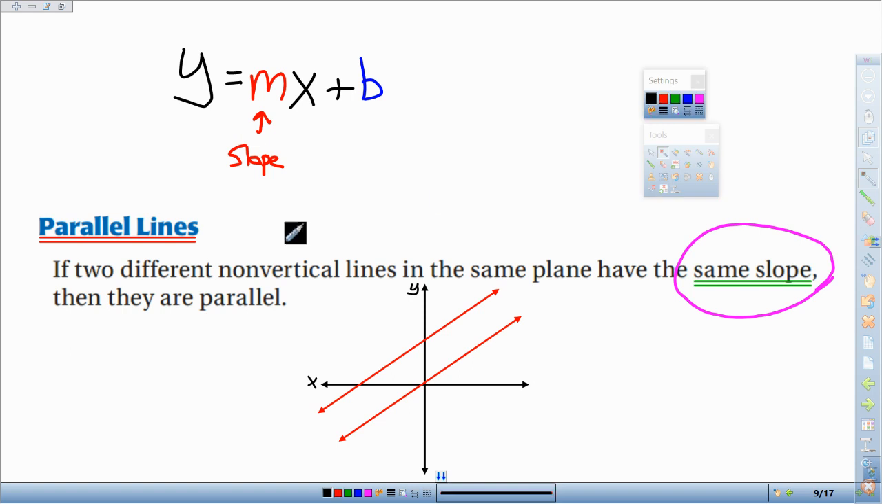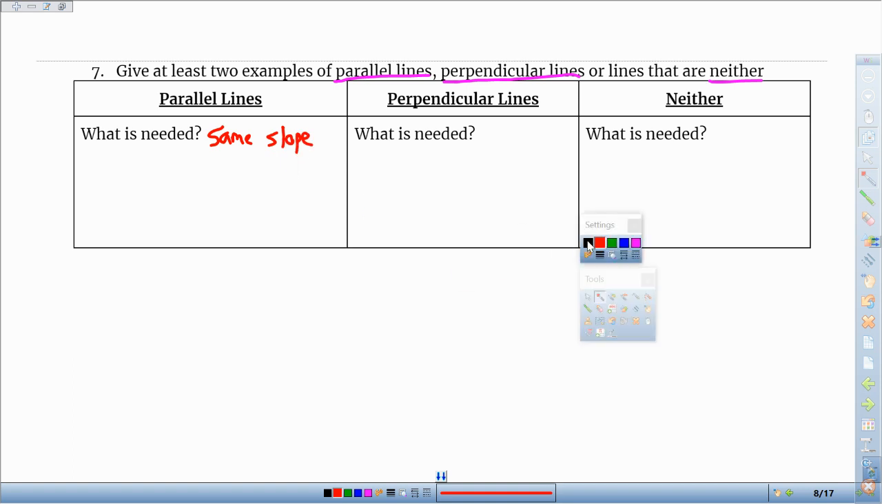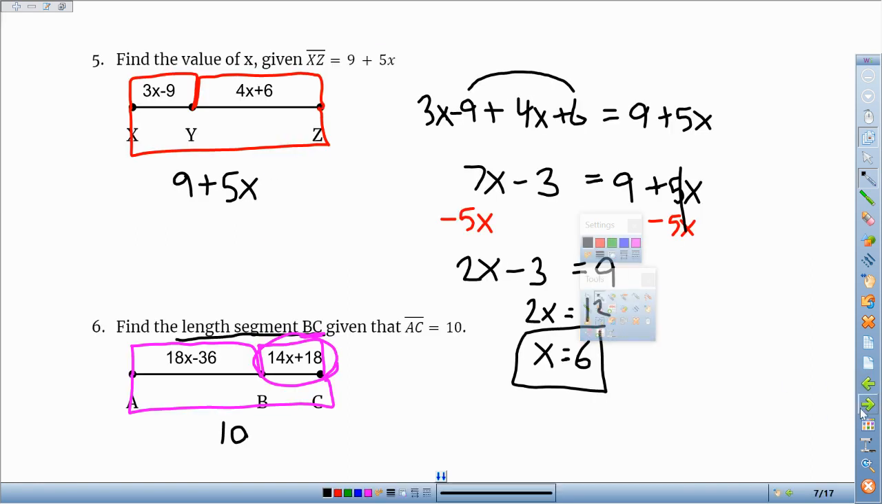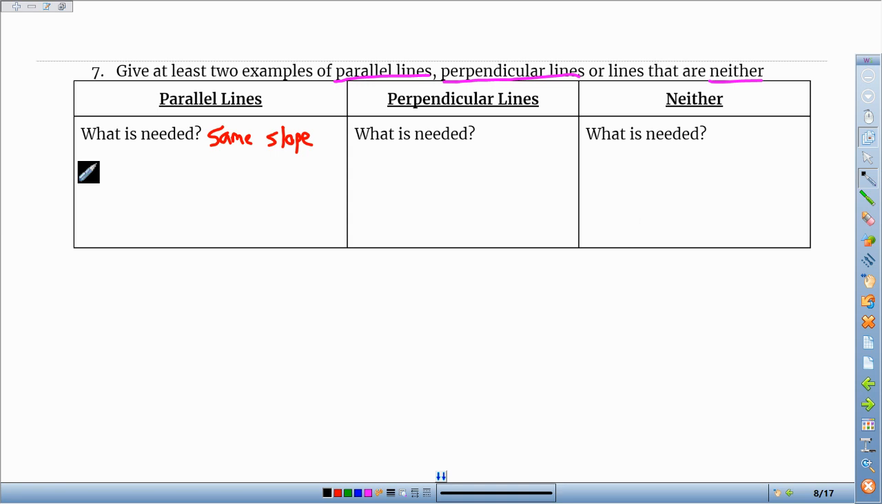So let's answer that. It says, what is needed? Let's point out, same slope. It says two examples, but we're just going to give one example. When you go to do this, I'm going to write out an equation of a line, just any line in slope-intercept form. So y equals mx plus b, where m is a number and b is a number. Here's what it's going to look like. y equals, let's say my slope is 5, so 5x, and let's say b really does not matter. It can be a positive 1.